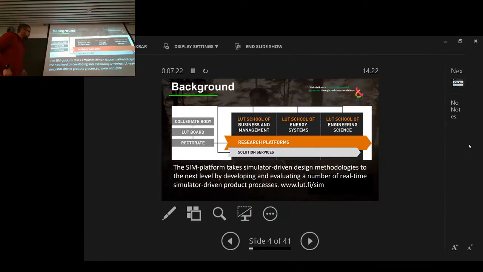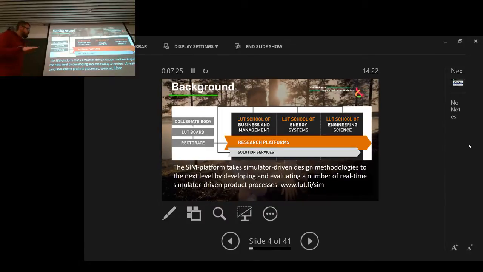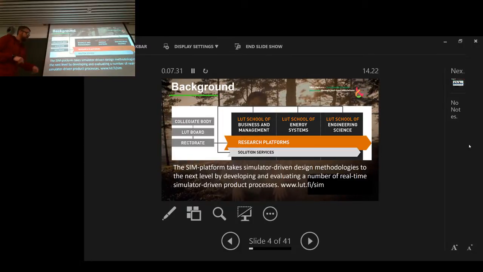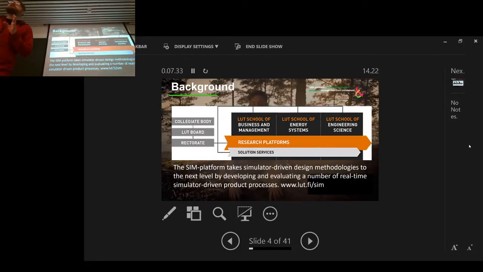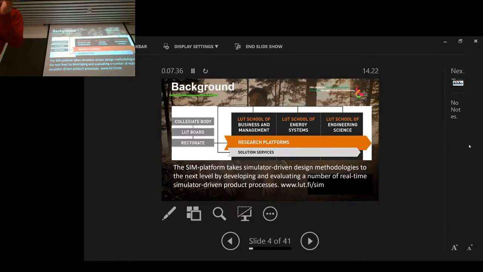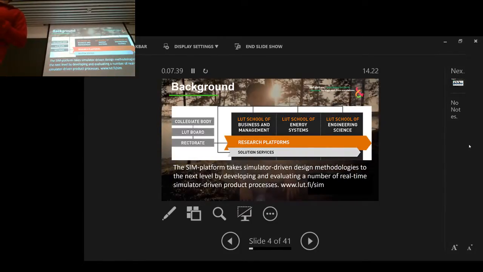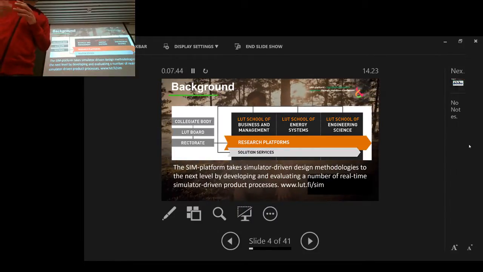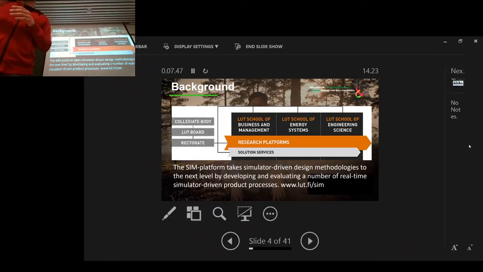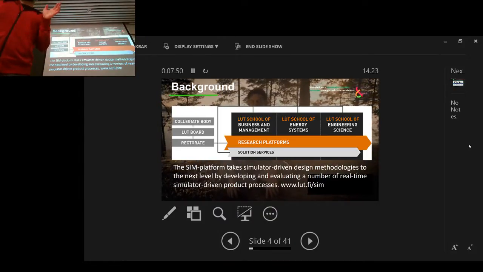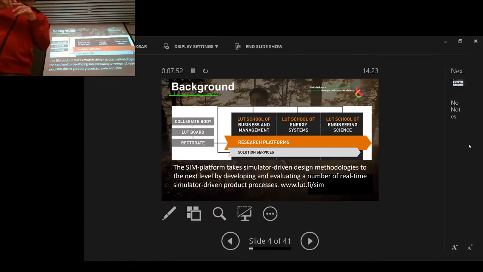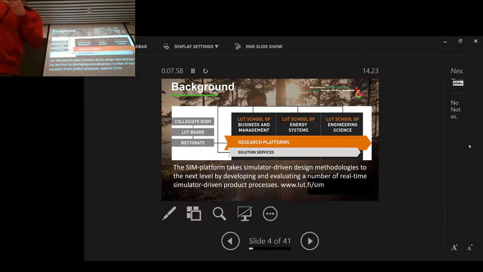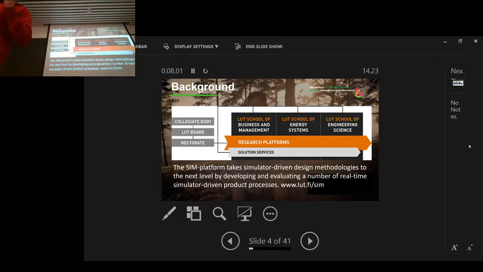But anyways, that's the concept of platforms. The SIM platform, the one that we're coming from. The idea is to take simulator-driven design methods, like you said here, to the next level. Really what we wanted to do is look at how simulation as a concept can be used in different product processes. It's very typically used in product development, where high-end engineers use simulation to analyze different scenarios. We have a slightly different concept in mind, so we would like to use it not just in product development, but in other product processes as well. That's where digital twin comes into play.